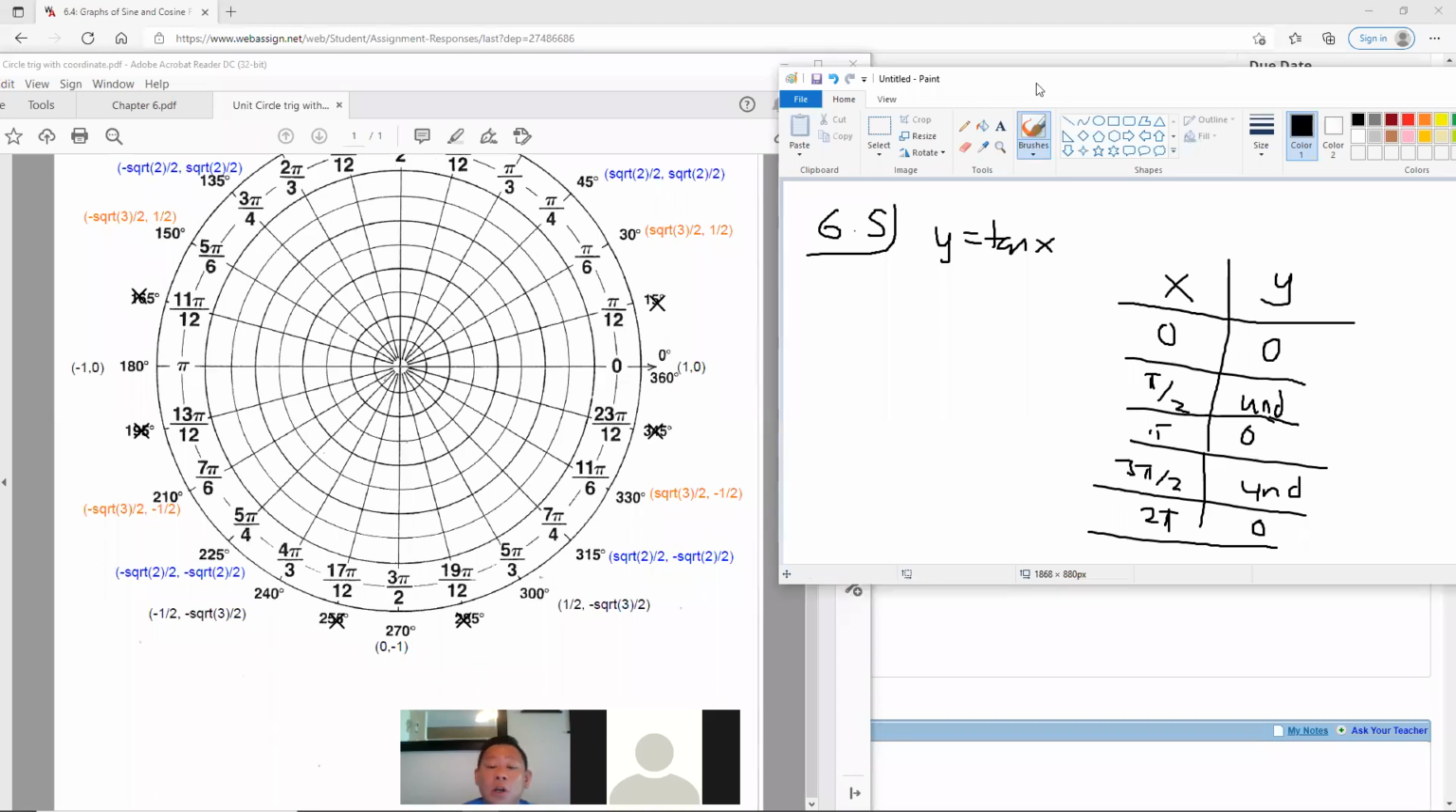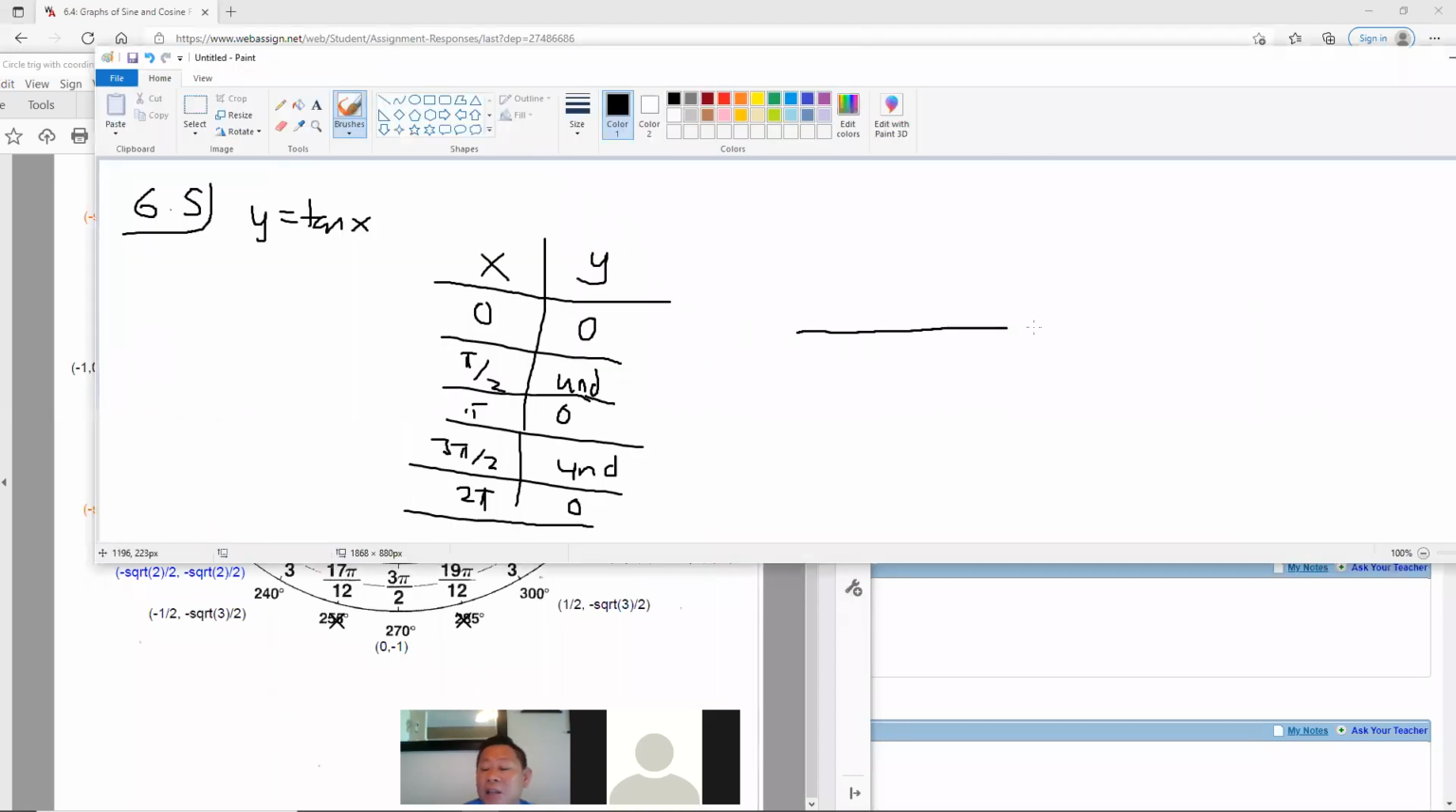So when you draw the graph, for the undefined cases, you're going to use a vertical asymptote. All your undefined cases are vertical asymptotes. That means you cannot cross it. Usually a vertical asymptote is a dashed line that goes vertically. So the vertical asymptotes in this case will be pi over 2 and 3 pi over 2.